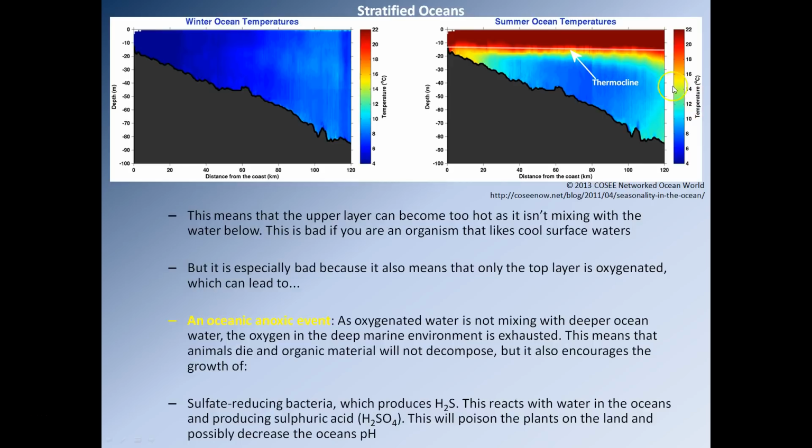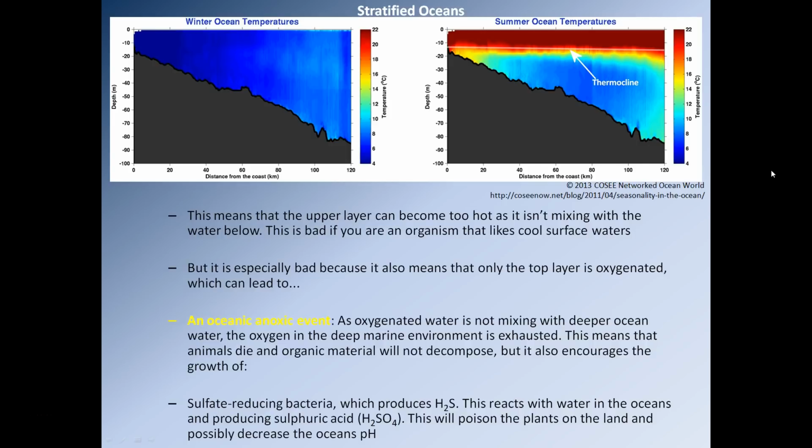If the water down here becomes anoxic, that leads to an oceanic anoxic event. As we discussed, that means the oxygen-rich water up here is not mixing with the water down here, so this water down here becomes essentially oxygen poor. It all gets used up. Obviously that means animals die, and the organic material will just fall onto the seafloor and it won't decompose. Now, on the face of it, that's not terrible.